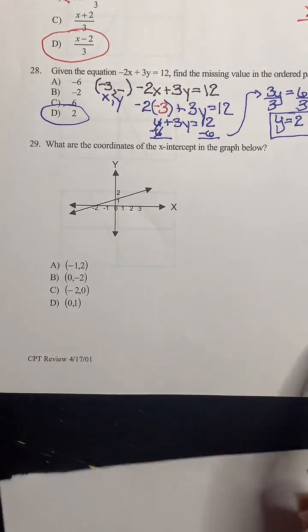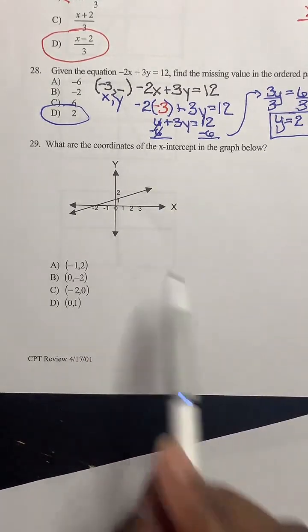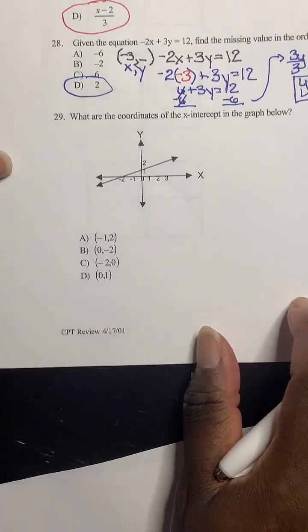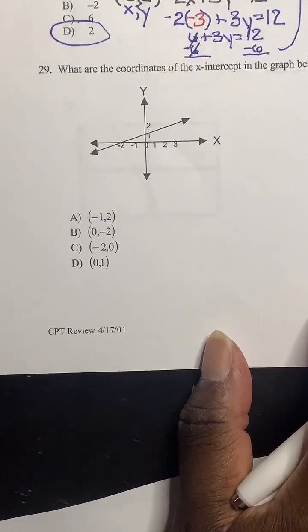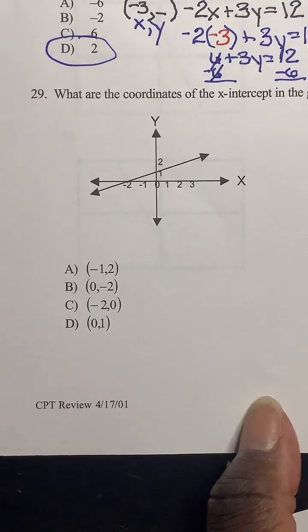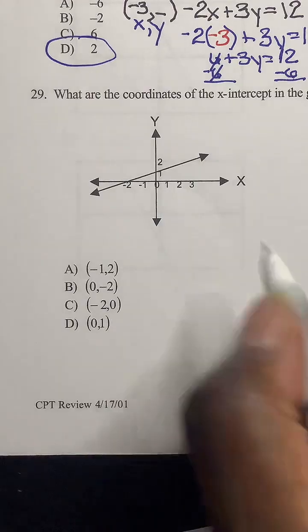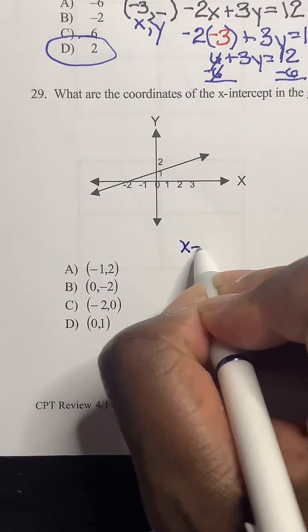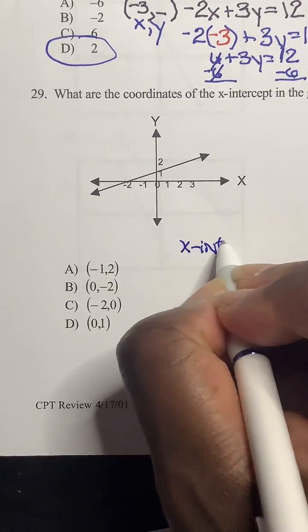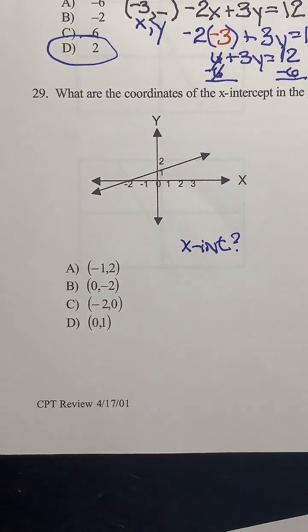All right. So what are the coordinates of the x-intercept in the graph below? Let me zoom in on this graph. I'm just going to write x-intercept right here with a question mark, because that's what we're looking for. So is it A, B, C, or D?